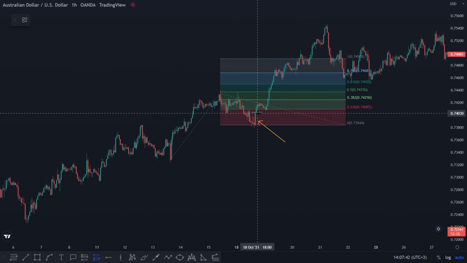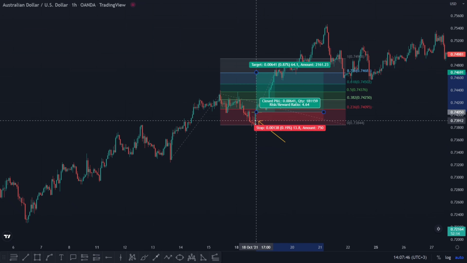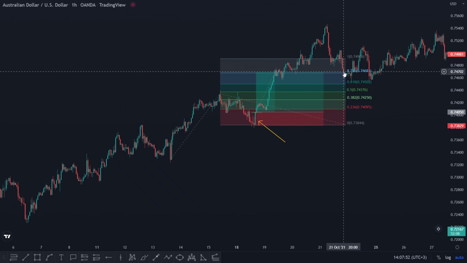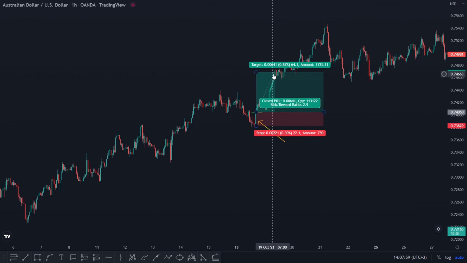So this is where we got into a buy trade. Stop loss will be below this long candlestick, which is about 22 pips, and our target is exactly at the 0.7 level. So if you remove this, you can clearly see that our TP was hit. We had a risk reward of 1 to 3. We risked 22 pips to make 64 pips. So that's how we use it.